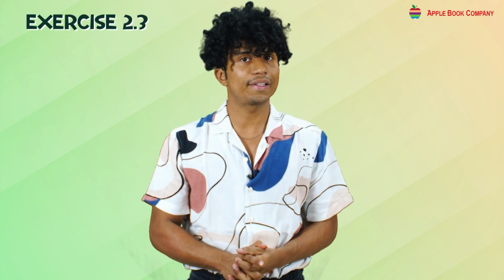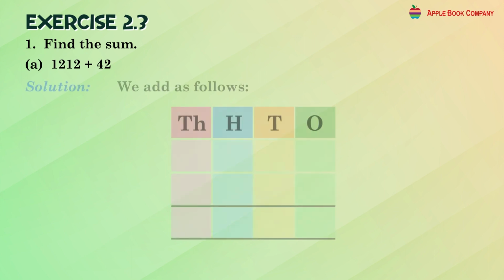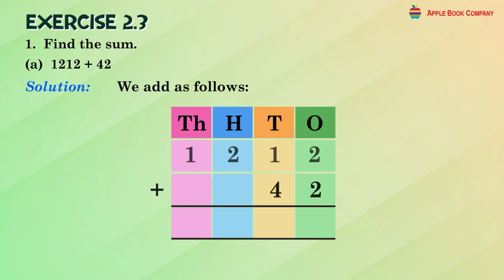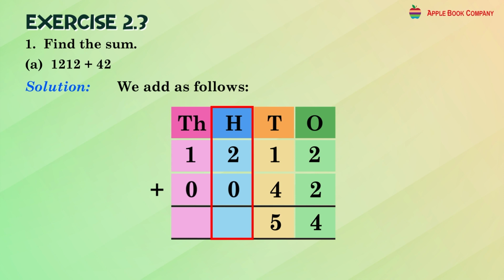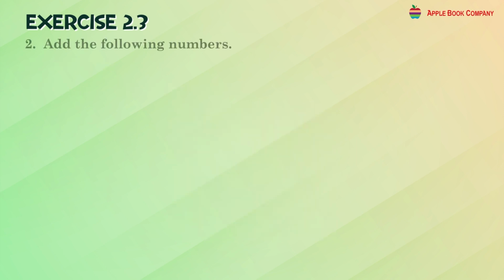Now let us do a quick exercise, which is 2.3. We've been given two numbers, 1112 plus 42. Now when we add them together and place the numbers in the correct columns, we add ones, which is 2 plus 2 is 4, tens, which is 4 plus 1 is 5, and then because there is nothing at the bottom, we add 0 to it, which is 2 plus 0 is 2, and thousands we have 1 plus 0, 1, the total of which is 1254.